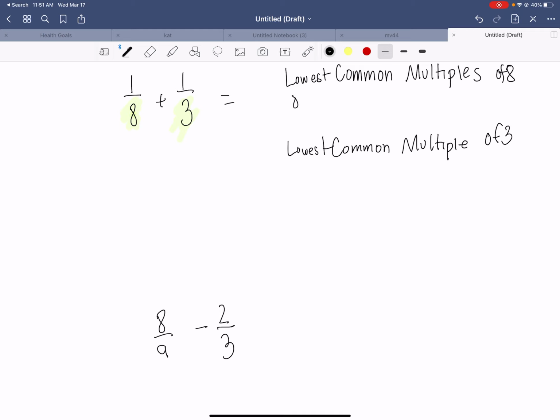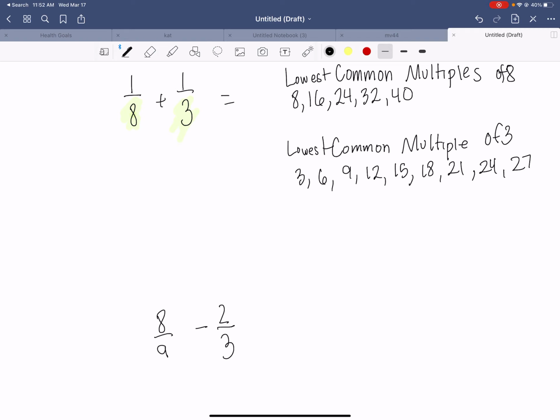And we are just going to do 8, 16, 24, 32, and 40. Okay, we're going to stop there. And then we are going to go ahead and go for 3. We're going to do 3, 9, 12. Oops, I forgot the 6. So 3, 6, 9, 12, 15, 18, 21, 24, and 27.